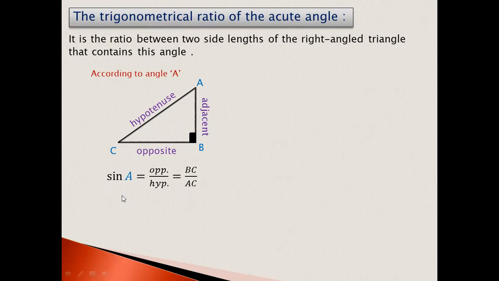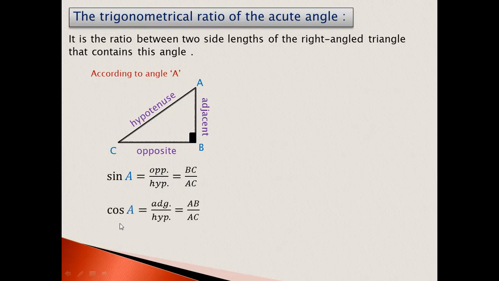Sine of the angle equals the ratio between the opposite side of this angle and the hypotenuse. The opposite side of the angle A is BC, and the hypotenuse is AC. So it's going to be BC over AC. Sine A equals BC over AC.